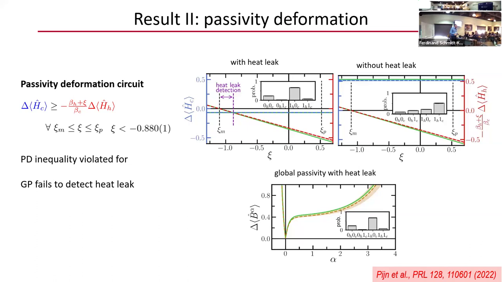Do we know the source of the heat leak? And if yes, can we adjust the second law?